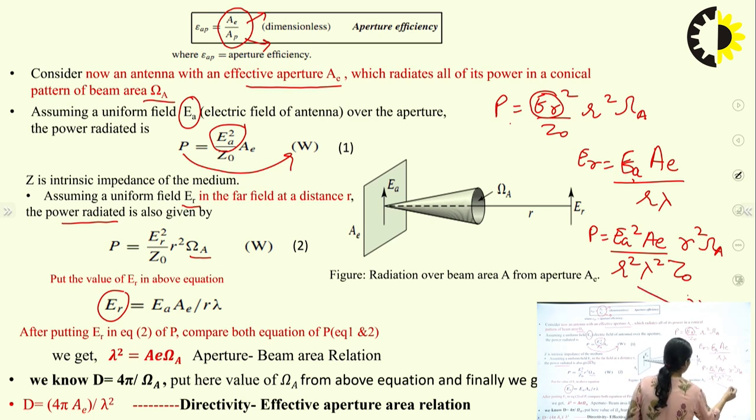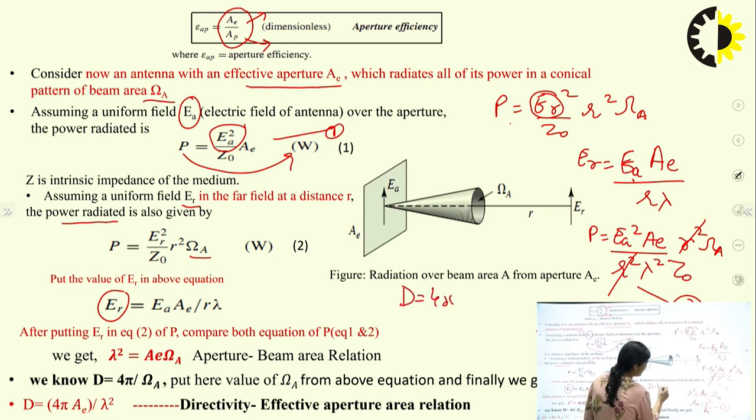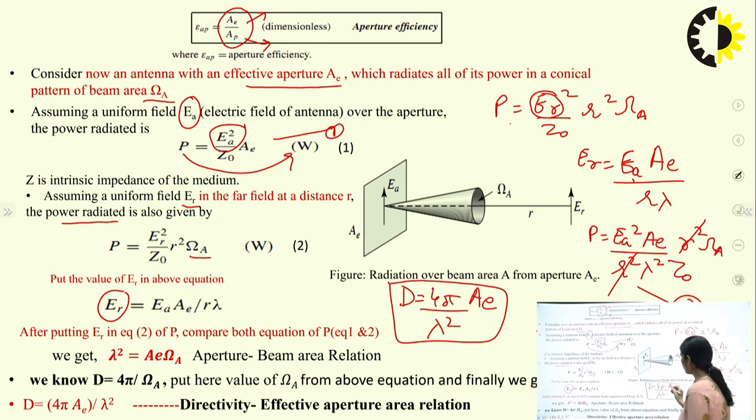Now equate equation 1 and equation 2. EA squared cancels out, Z naught cancels out, and R squared cancels out. Then you get lambda squared equal to AE omega A. As you all know, D is equal to 4 pi upon omega A. So omega A is equal to lambda squared upon AE. This is your third equation. Put it in the directivity equation D = 4 pi upon omega A. So D is equal to 4 pi AE upon lambda squared.